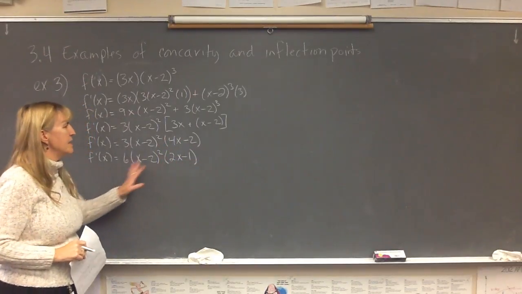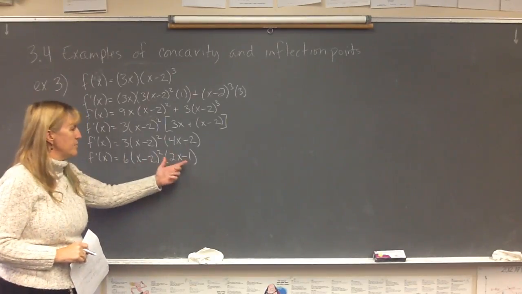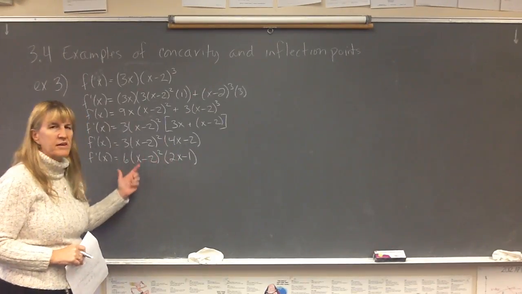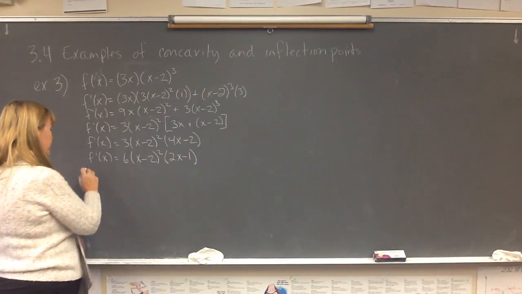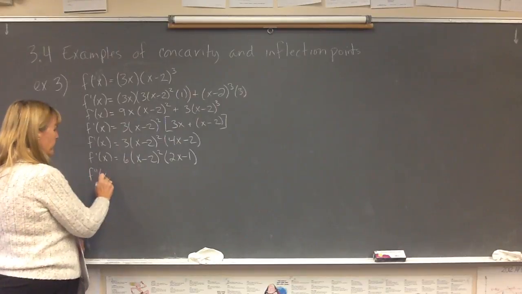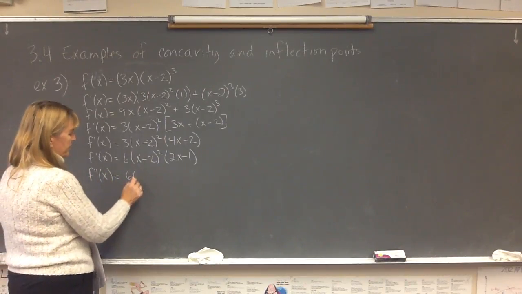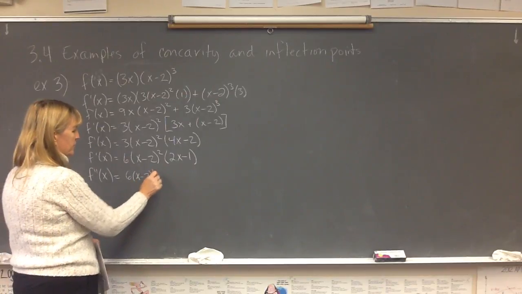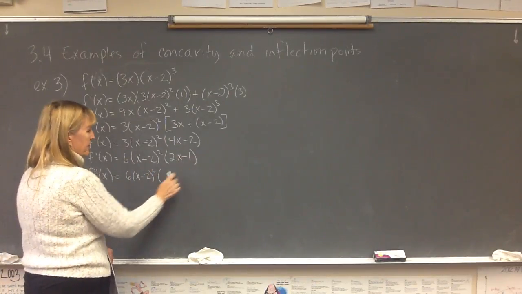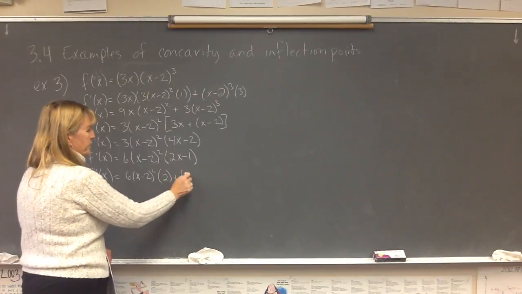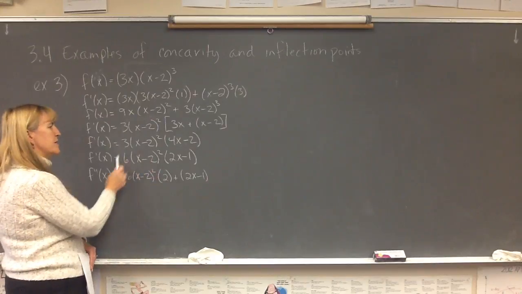And this is a nice format for this first derivative because now when I take my second derivative, I can just do a singleton product rule and not get messed up with anything else. So here we go. Here's my second derivative. This whole thing, 6 times x minus 2 quantity squared, that's going to be considered my first, times the derivative of the second, which is just 2, plus the second, 2x minus 1, times the derivative of the first.